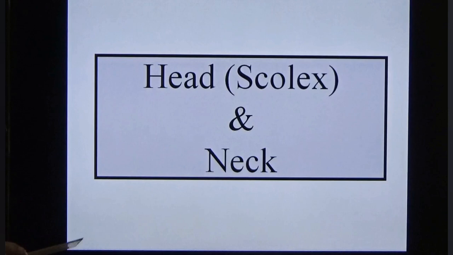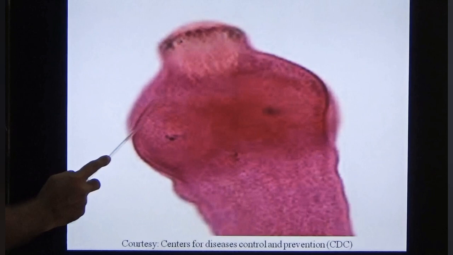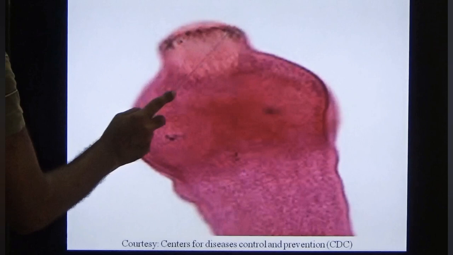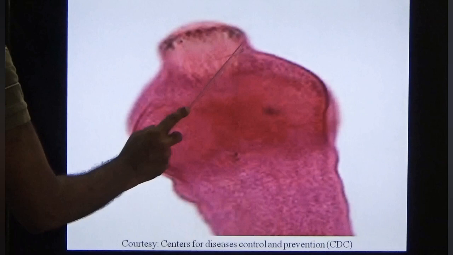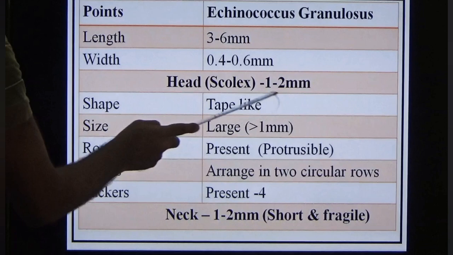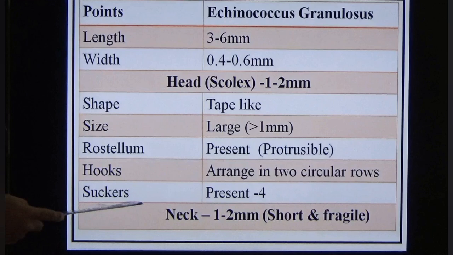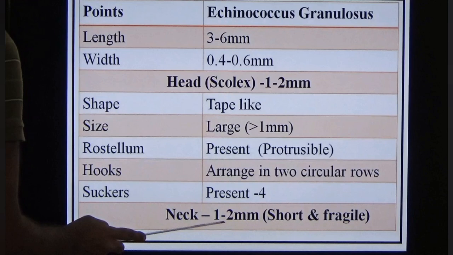We'll study the head and neck part. If you look at this parasite, this is the head part, and this is the projectile part. This part is known as the rostellum, and this is known as the suckers. You can see black marks here and here. There are two circular rows of hooklets present in the rostellum. So the rostellum along with the hooklets, and these are the suckers. There are four suckers. The rostellum is present, protrusible, and the hooks are arranged in two circular rows, as I said in the pictures. So this is about the head part. And the neck part has nothing characteristic; it is 1 to 2 mm, the same size as the head, and it is short and fragile.